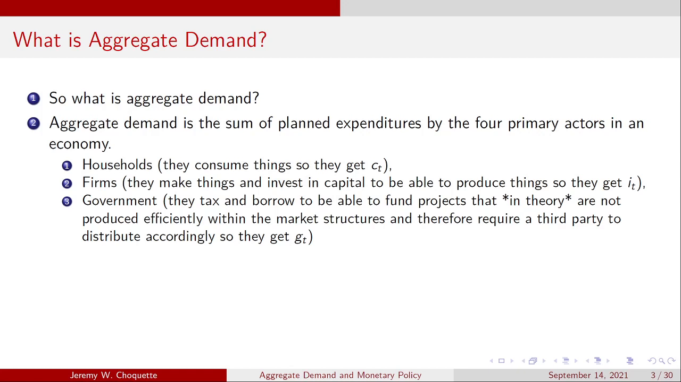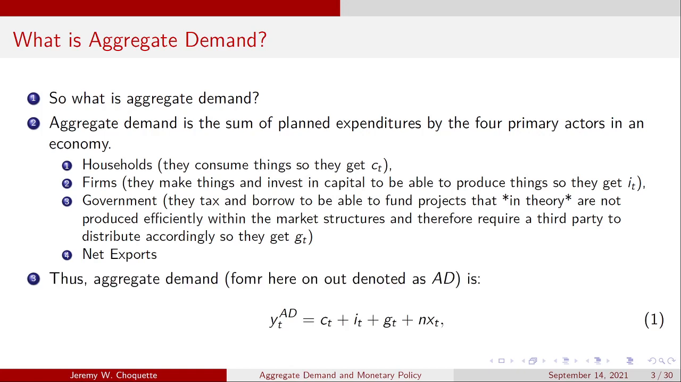in a system where whatever it is that's demanded is not produced that efficiently within the typical market structures, therefore requires some kind of a third party to step in and distribute accordingly. So they're going to get G, right? So we've got C plus I plus G. Does it sound a little familiar? Sounds kind of like GDP, doesn't it? Well, it's basically, yeah. We get net exports. Now, net exports is going to be the difference between exports and imports.